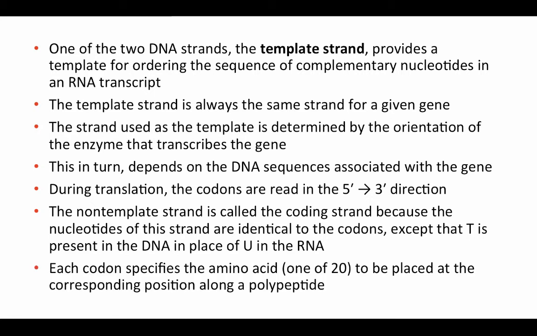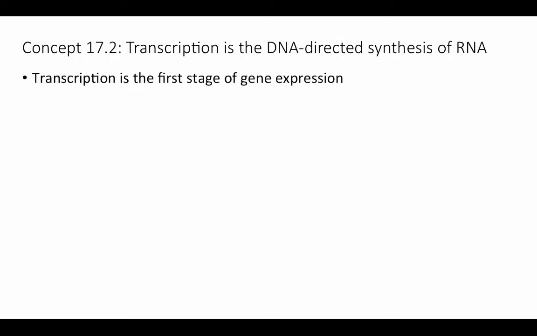And each codon specifies the amino acid, one of 20, to be placed at the corresponding position along a polypeptide. So as that polypeptide grows, it's going to be a sequence of amino acids that corresponds to the sequence of codons in the mRNA transcript. So let's take a closer look now at how this transcription happens.